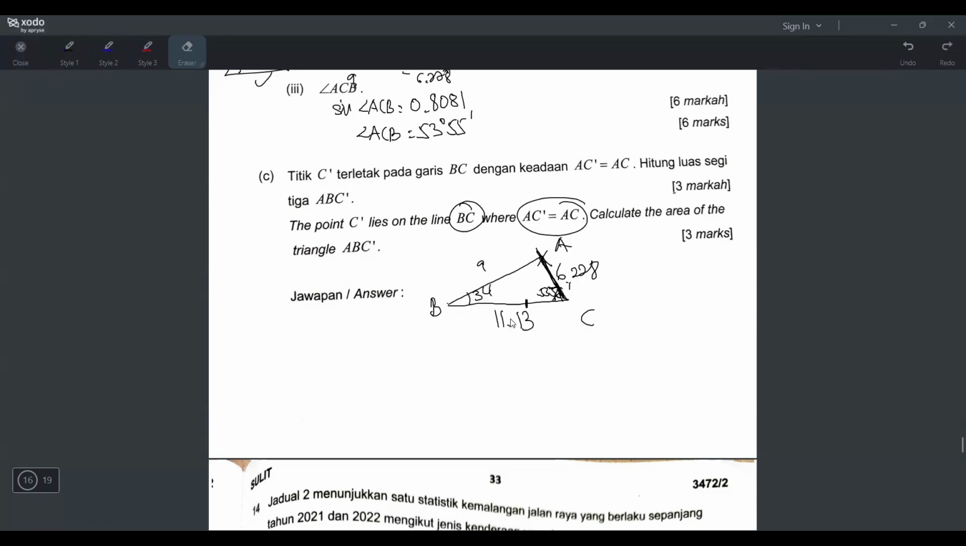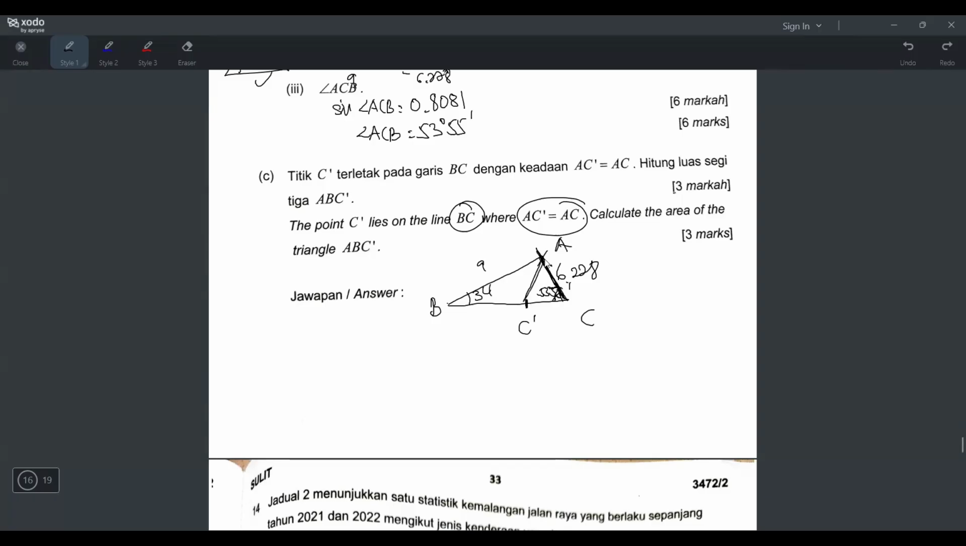You can see if you move, C prime will be here lah. So I will erase the 6.228. So this is your C prime lah. Because when you move down, then your point C will not lie on the line BC. If you want it to lie on line BC, you have to move until it reaches here. That's why it's like a radius of a circle. So now you know your C prime is here.